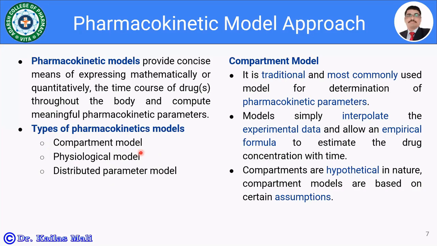So let us move towards the compartment modeling approach, or compartment model. The compartment model is a traditional and most commonly used model for determination of pharmacokinetic parameters. This is one of the models which is widely used for determination of various pharmacokinetic parameters for the drug. This model simply interpolates the experimental data, that is a C/T, plasma concentration versus time profile, and allows an empirical formula to estimate the drug concentration with time.